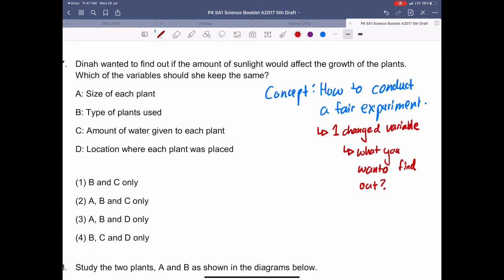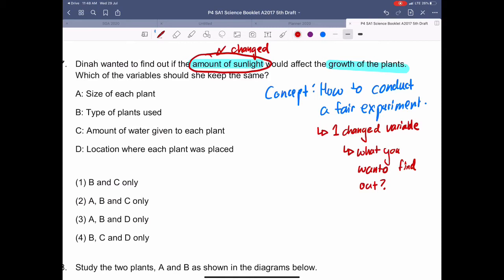Okay? So in this question, you're talking about the amount of sunlight affecting the growth. So the change variable that we are trying to explore here is actually amount of sunlight. This is the one that needs to be changed. Everything else needs to be exactly the same because this is the factor that you want to explore. So in this kind of experiment, you always want to identify that.